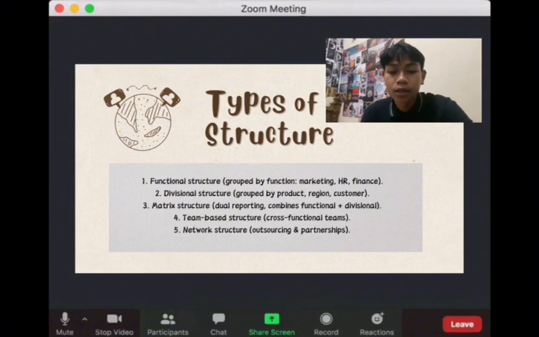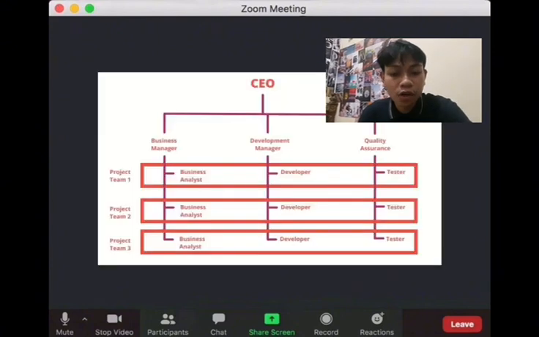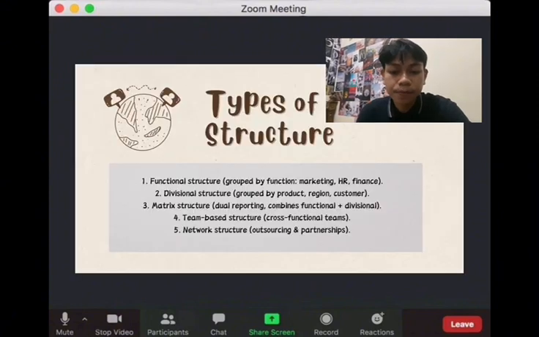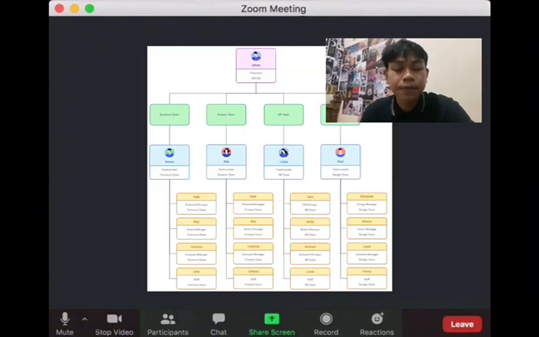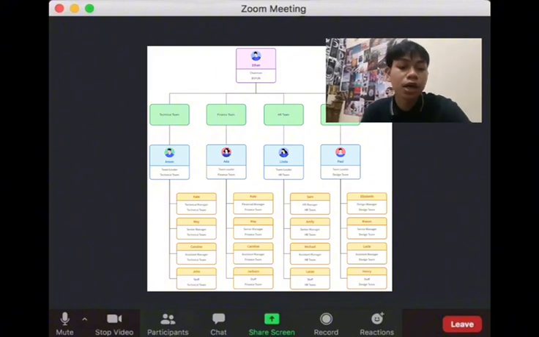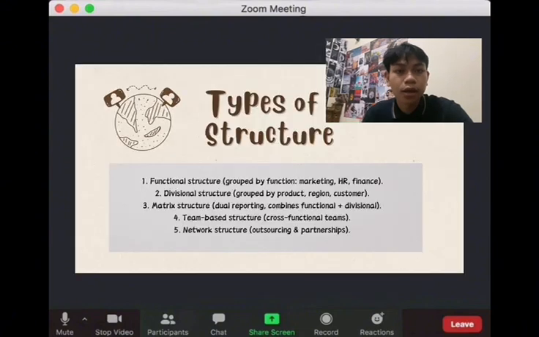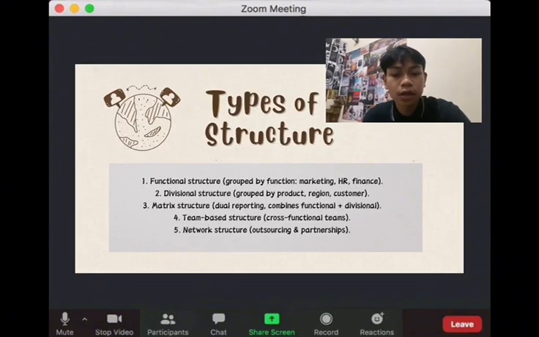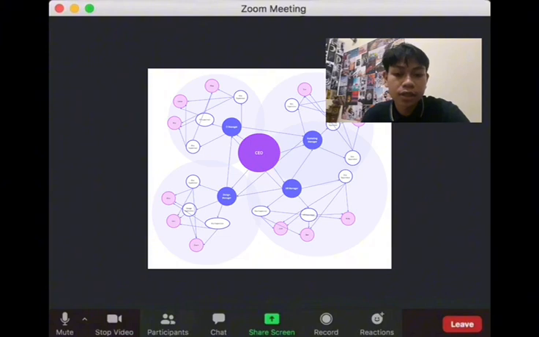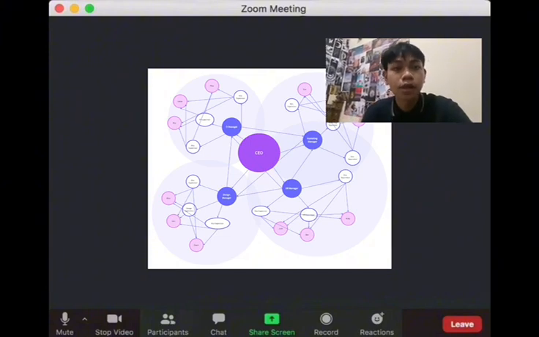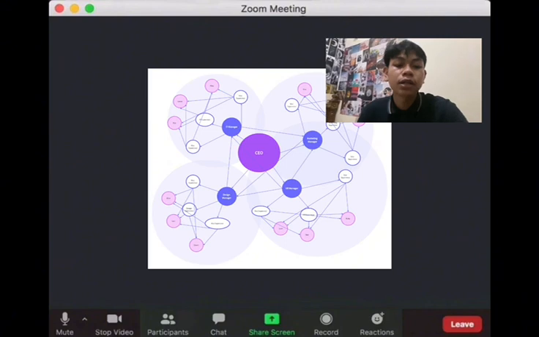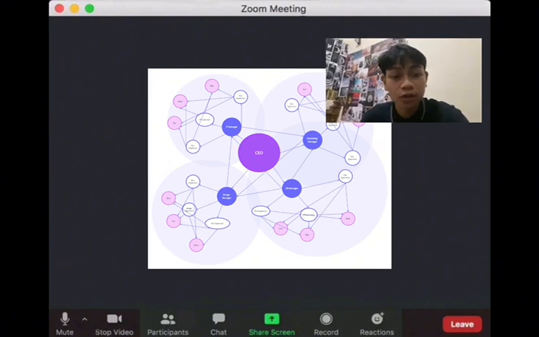Then matrix. Matrix combines both function and project. So, for example, employees report to managers. And then team based. Team based emphasizes collaboration, breaking down silos, and encourages flexibility. And then network. Network means that organizations outsource some activities and stay connected, mainly through technology.